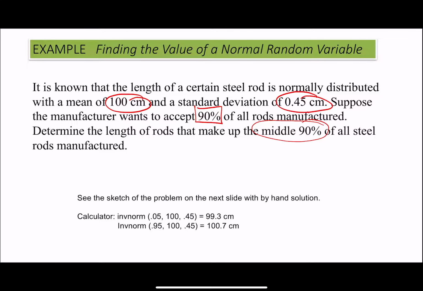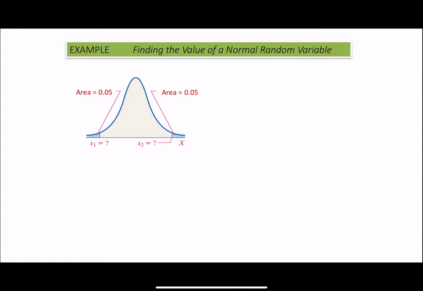I'm going to show you the slide on the other page so you can see it. Here we want the middle 90%. If I sketch that, I have to have 5% down here not used and 5% up here not used. So we are taking 10% off, so half of that is removed from each end. This area right here is 0.05, and this area here is 0.05. So this point is the 0.05. This right here is 0.95 because I'm taking that away from 100.